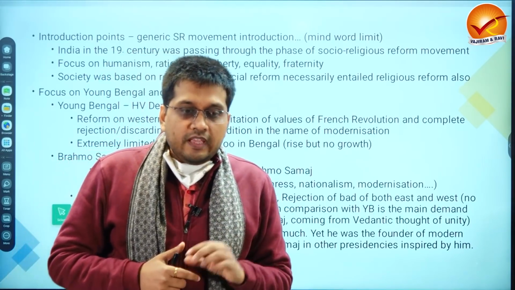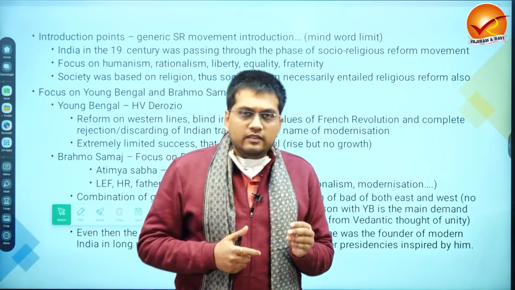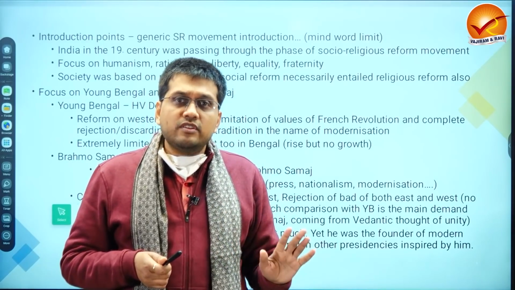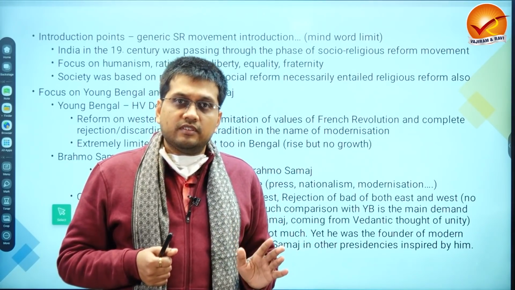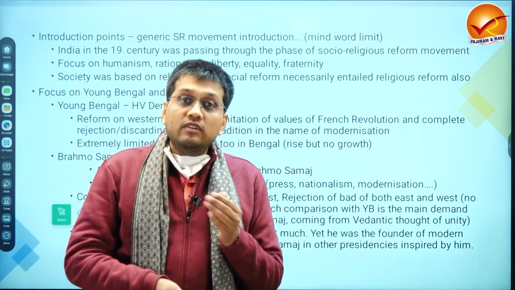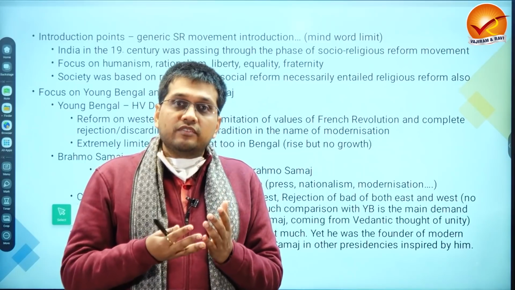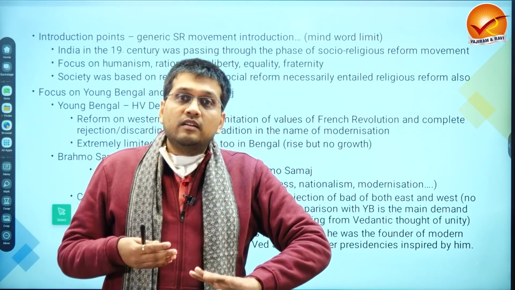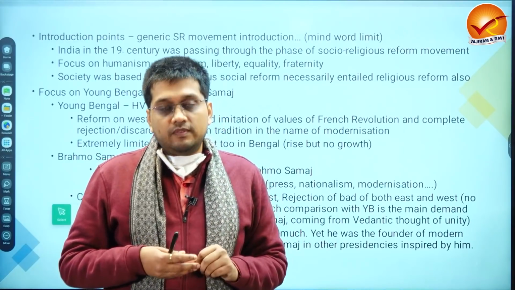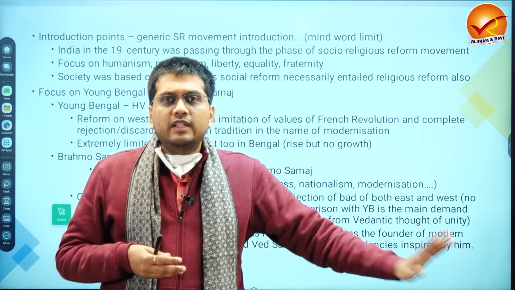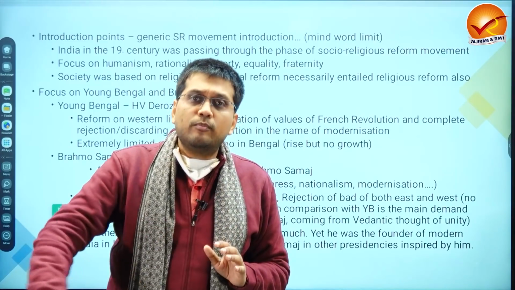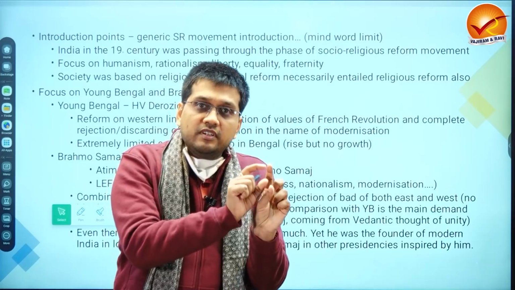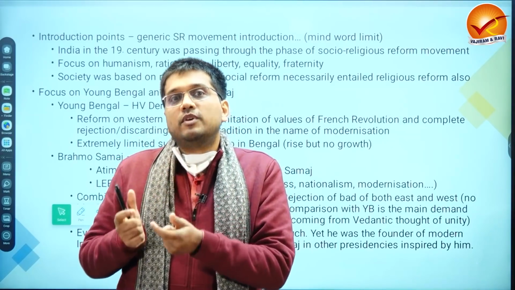Young Bengal, in which we have the leader in the name of Henry Vivian Derozio, what he has done, he has asked for the wholesale rejection of India's past, India's tradition as hidebound, and wholesale acceptance of the values of the West, of modern Western values represented in the Enlightenment era, rationalism and the values of French Revolution. So it is complete rejection of India's past and wholesale acceptance of European Enlightenment rationalism. That is the point. If you can posit it against the nature of Brahmo Samaj.